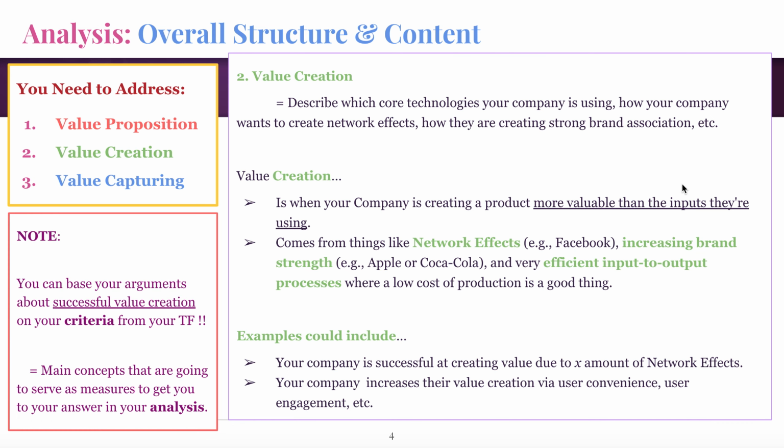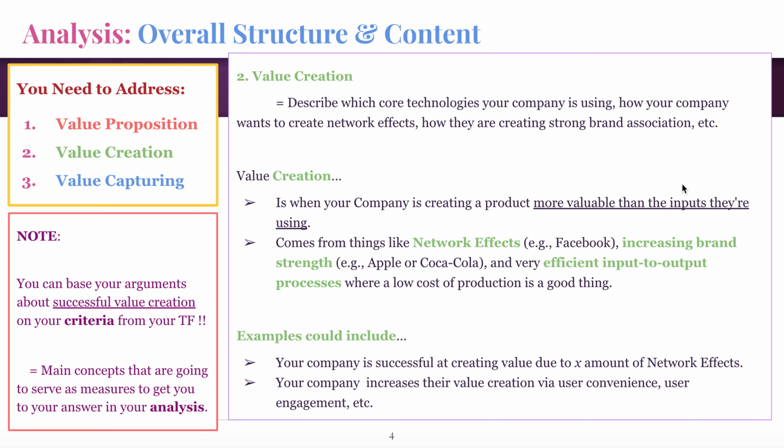And just a quick note on this is that, again, you can base your arguments about whether or not your company is successfully creating value depending on your criteria from your theoretical framework. So let's say, for example, in your theoretical framework, you used a criteria to measure value creation, such as the number of users or the strength of the network effect. So based on that criteria that you introduced in your theoretical framework, now you can say, well, in my business specifically, based on this evidence, it says consistently that they have extremely strong network effects and a certain amount of network connections.